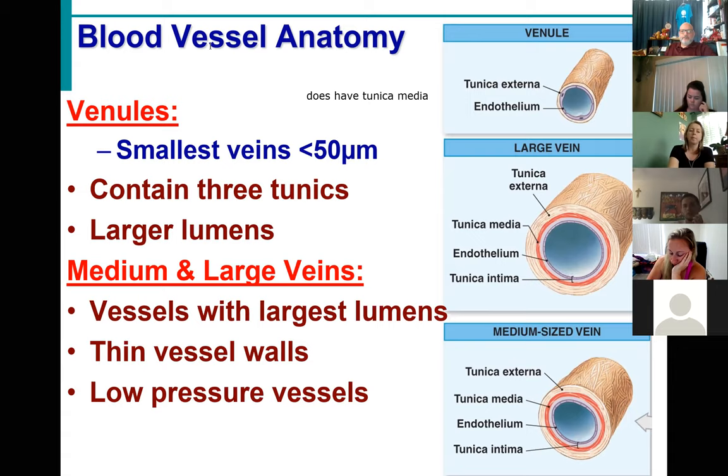Are you going to make us identify if it's a large vein or a medium vein? No. Okay. No. All righty. Questions on that?